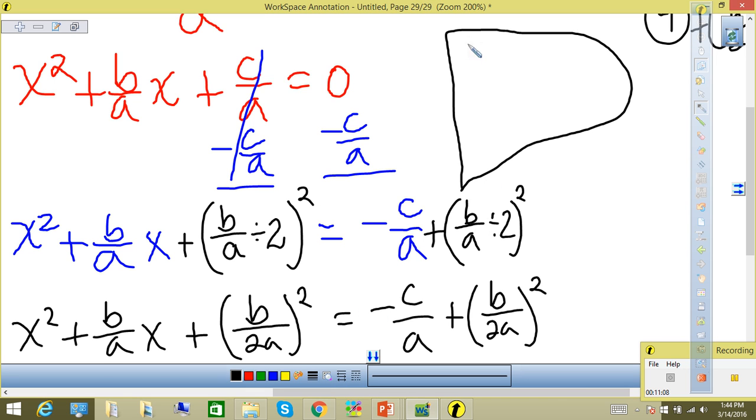So let's write this one here, b over a divided by 2. If I wanted to simplify this fraction, what do I do? Write 2 over 1. So then what is the next step? B over a, and instead of division it becomes multiply times the reciprocal, which is 1 over 2. So what is b times 1? B. What is a times 2? 2a. And that's how we get this. Does everybody see that?